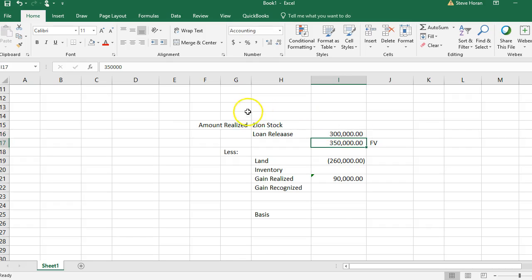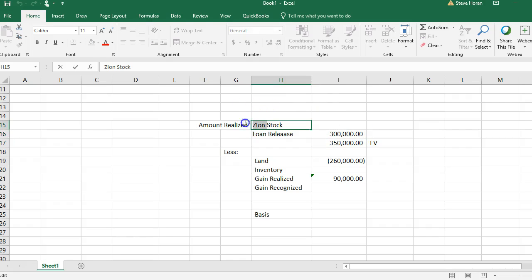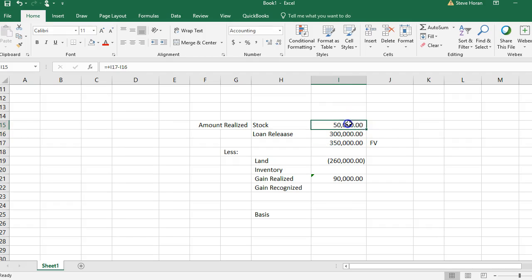Okay, and the stock of the new company, I forget what the name of the company is, we'll just call it stock, is going to be this. So I'm going to take 350 fair value minus the release. So we've got 50,000 worth of stock then. Down here I've got a realized gain of 90.